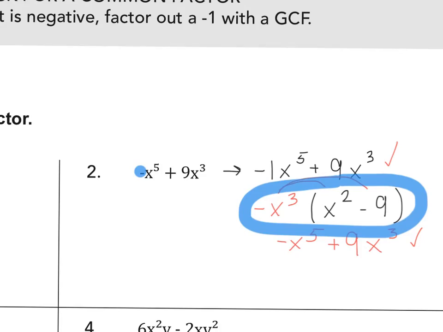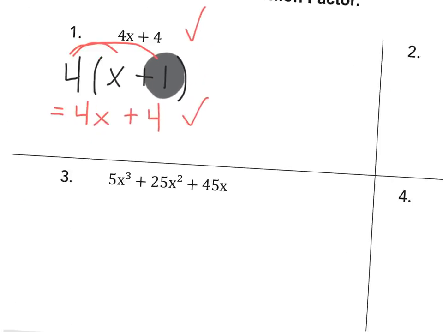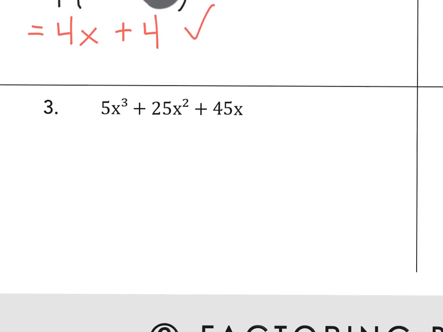Moving on, let's look at number 3. The polynomial given to us in number 3 is 5x to the third plus 25x squared plus 45x. First, we want to look at the coefficients. We have 5, 25, and 45. I notice right away that there's a common factor of 5 between all of those terms. So I know part of my GCF will be 5.